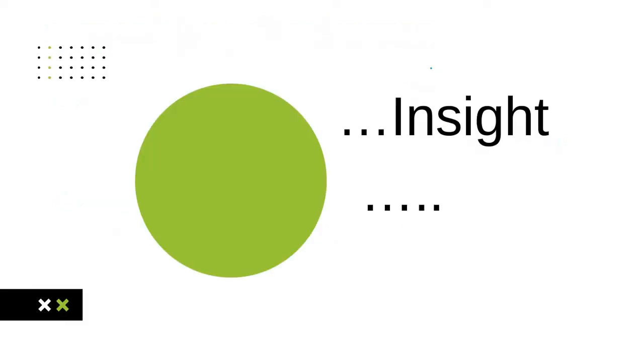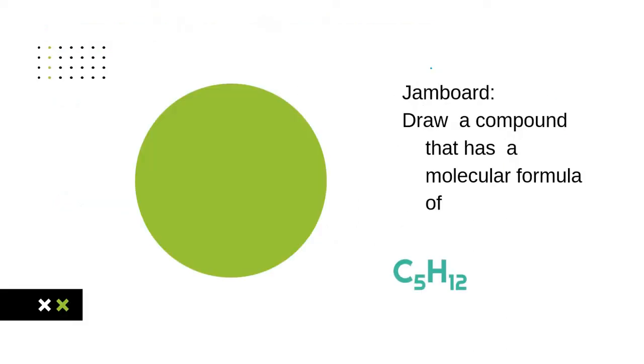Okay. Insight. Think about this. Draw a compound that has a molecular formula of C5H12. So any form, as long as you have 5 carbons and 12 H. I'll give you a minute to do that so you can pause the video. It can be straight, branched, or a circle, if you can.